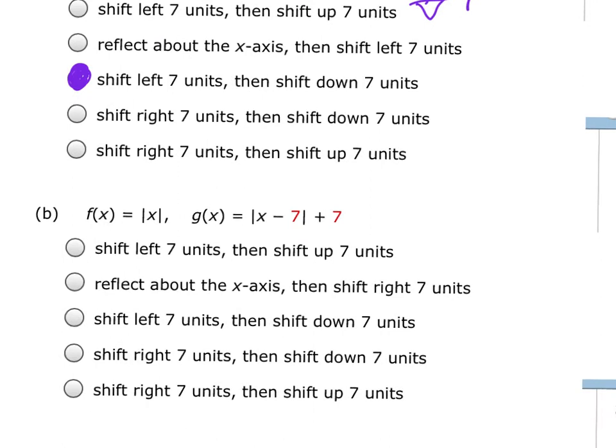Same thing here on this one. There's two things going on. What is that minus 7 inside? And what is the plus 7 at the end? What's that minus 7 inside mean?